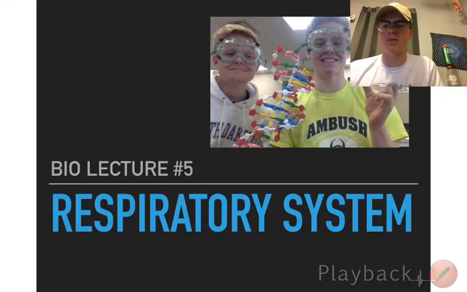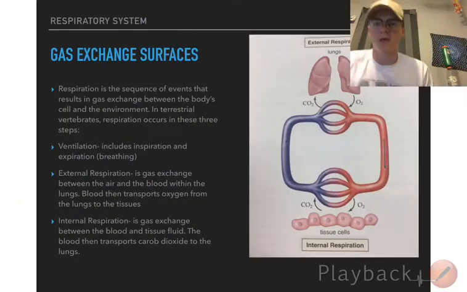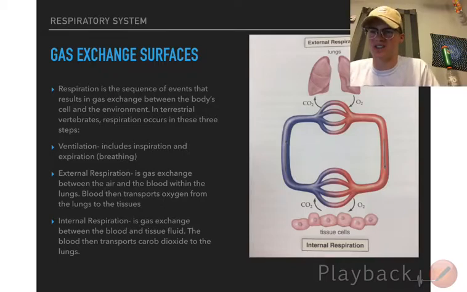And today we're talking about the respiratory system, Lecture 5. We're just gonna jump right into it, talk about gas exchange surfaces. Respiration is a sequence of events that results in gas exchange between the body's cells and the environment. In terrestrial vertebrates, respiration occurs in these three steps: ventilation, external respiration, and internal respiration.